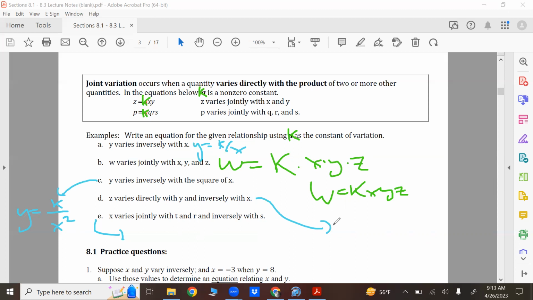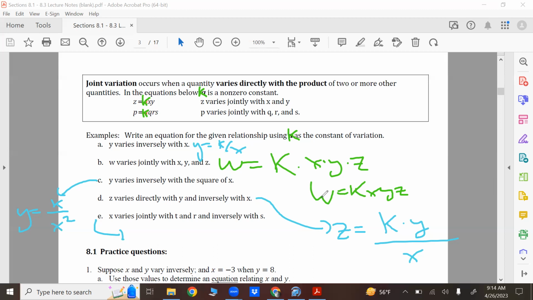Let's look at D. Z equals K times Y, because the Y has to be up top. And what goes in the bottom? Because it's inverse. Whenever you have multiple variables where one's direct and one's inverse, we put the direct in the numerator and the inverse in the bottom. Because if Y doubles, I want Z to double. But if X gets doubled, then Z is going to halve, or vice versa.